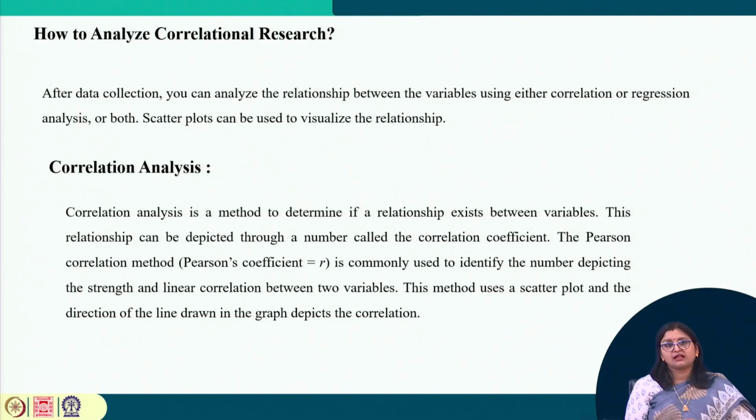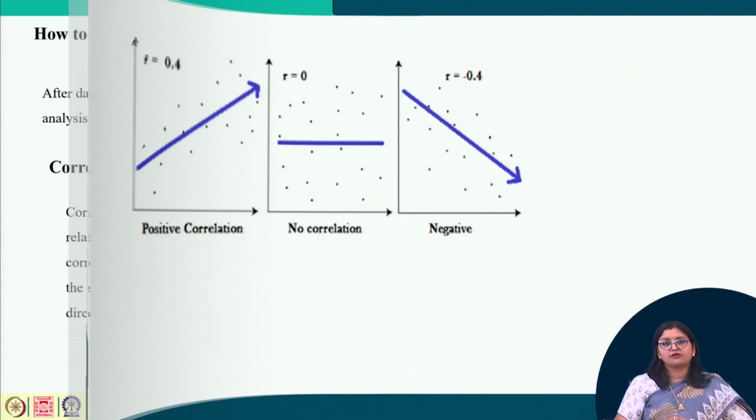So, correlational analysis is a method of determining if a relationship exists between variables. These relationships can be depicted through a number called the correlation coefficient, and the Pearson correlation method, Pearson r, is commonly used in identifying the number depicting the strength of the linear correlation between two variables. Pearson r, product moment correlation, etc. are being used. These methods use a scatter plot, and the direction of the line drawn in the graph depicts the correlation. I have taken it from the research book.